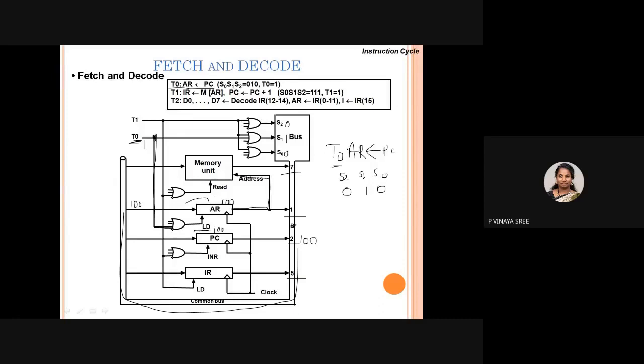Now read should be enabled. But read OR is connected to T1. So until this, it is over. In the time period T0, what we are doing is just placing whatever content we have in the program counter into the address register. Enough. Next, in timing period T1, what we have to do? Just now I said. Please answer. In timing period T1, what we need to do?